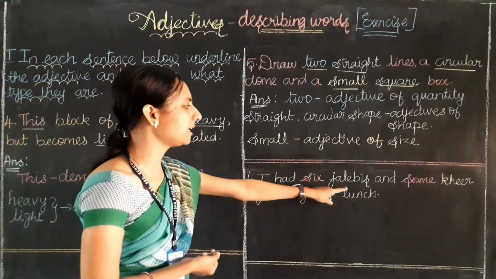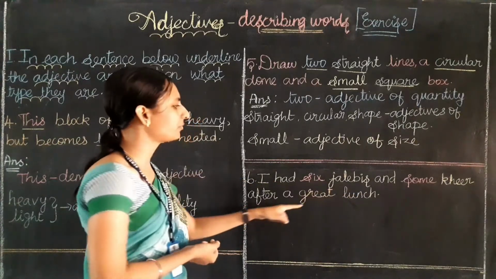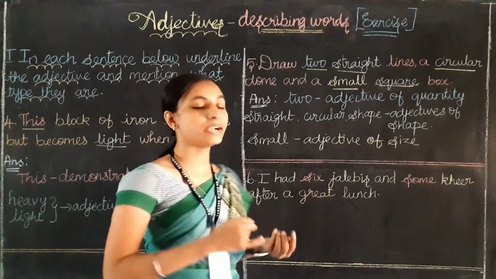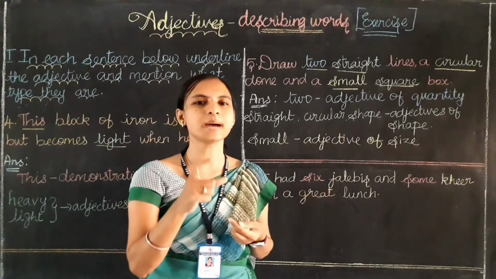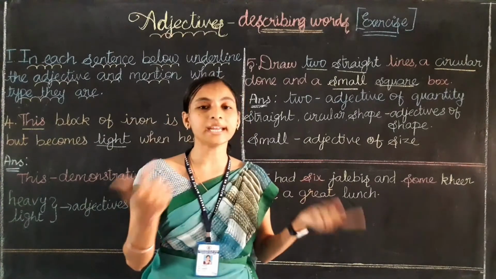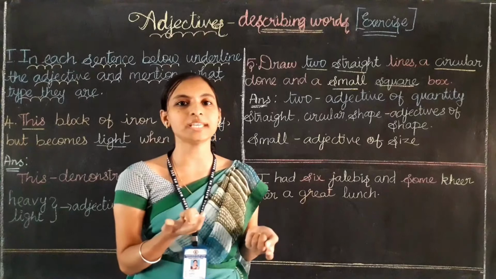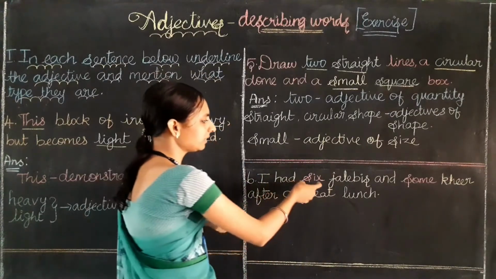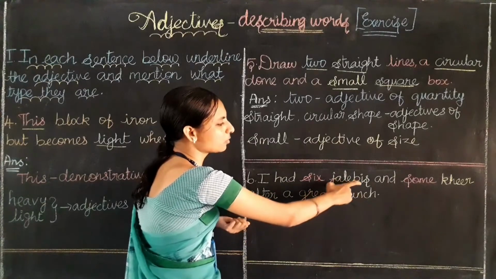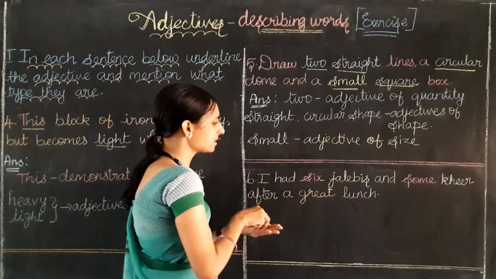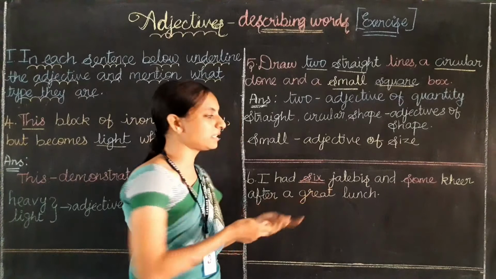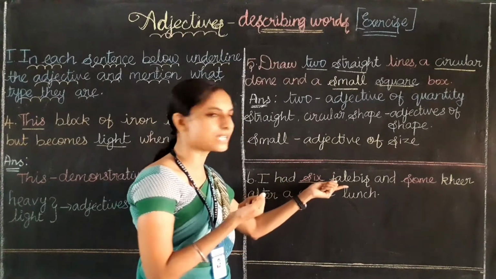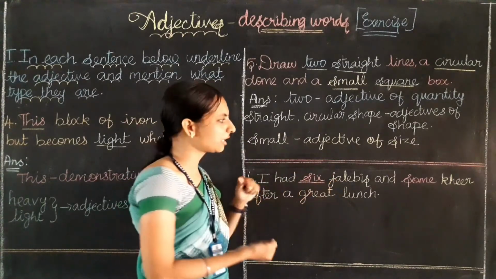I had 6 jalebis and some kheer after a great lunch. Here, can you find out the adjectives? That is the describing words. Yes. Here, I had 6 jalebis. So how many jalebis? 6 jalebis. Then 6 is the number. It is the quantity of the jalebi. So it is an adjective.